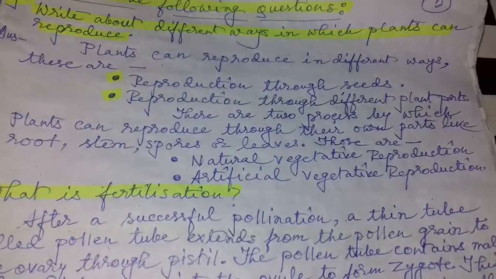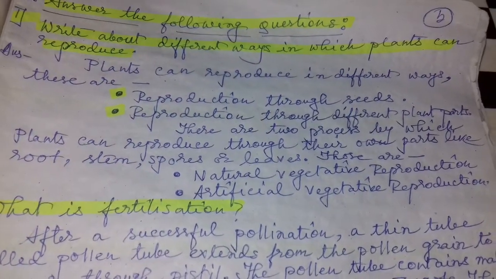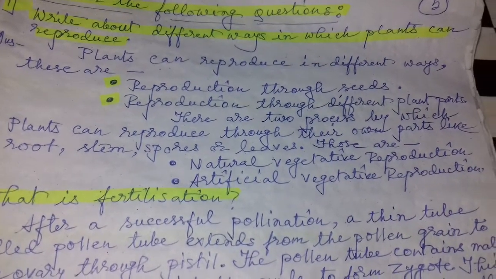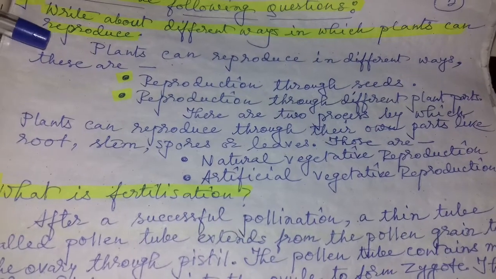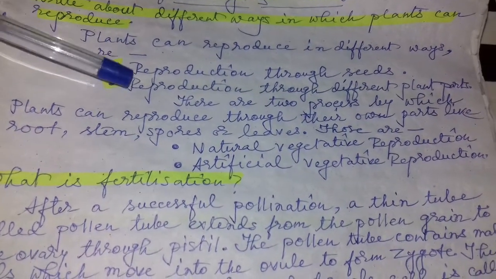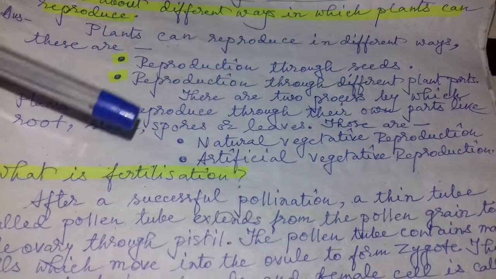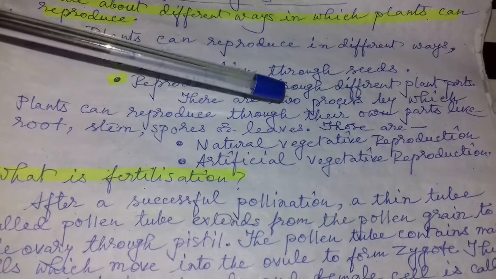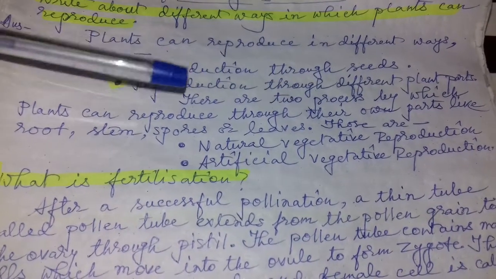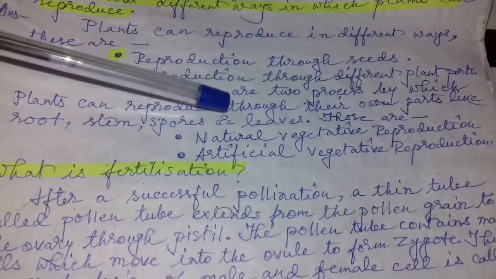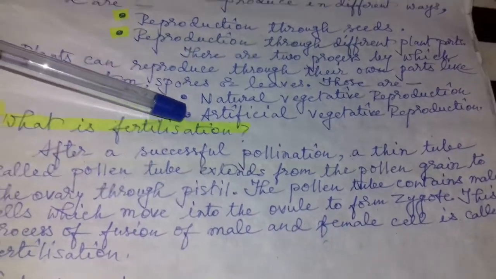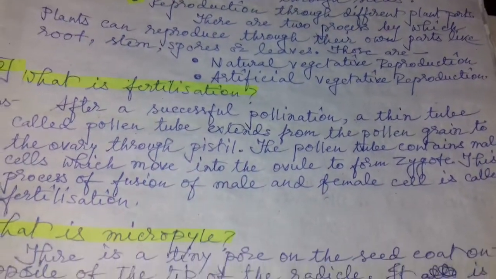Write about different ways in which plants can reproduce. The answer is, plants can reproduce in different ways. These are reproduction through seeds. Next, reproduction through different plant parts. There are two processes by which plants can reproduce through their own parts like roots, stems, spores or leaves. Those are natural vegetative reproduction and artificial vegetative reproduction.